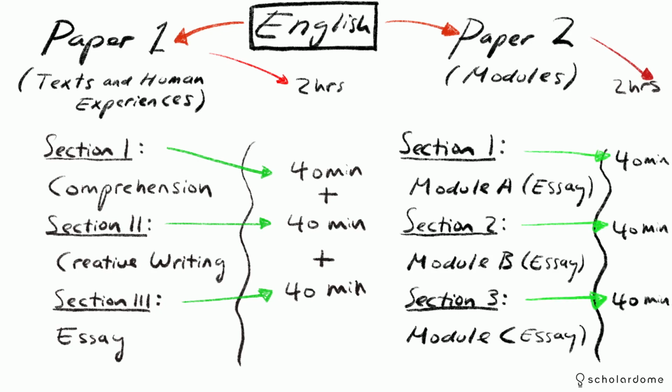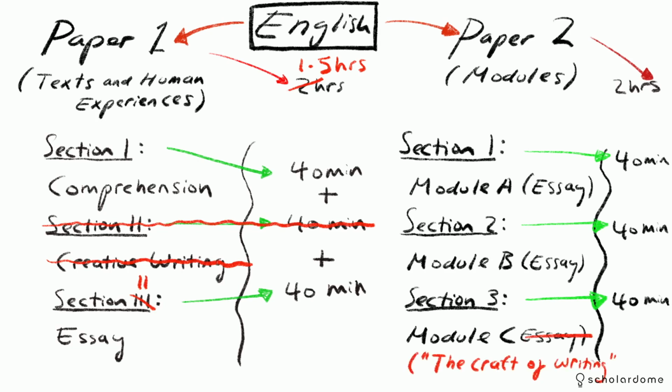What's changed is that Paper 1 is now a 1.5-hour exam, while Paper 2 remains to be a 2-hour exam. Paper 1 now only has a comprehension and an essay component, while Paper 2 covers all the modules, so there are 2 essays for Module A and B, and a new component called the Craft of Writing for Module C. Now, this means that for Paper 1, you are expected to do each section in 45 minutes, while in Paper 2, you are expected to do each section in 40 minutes.